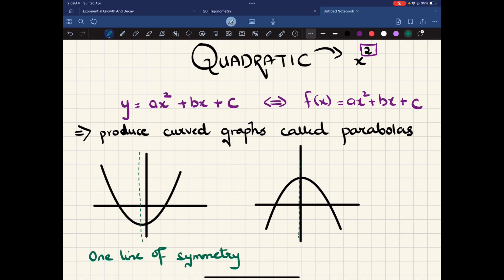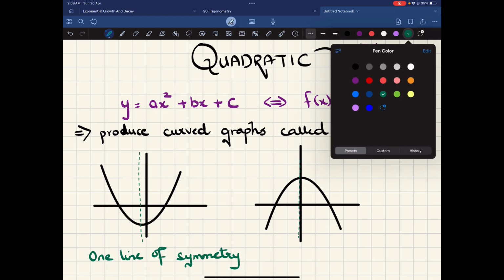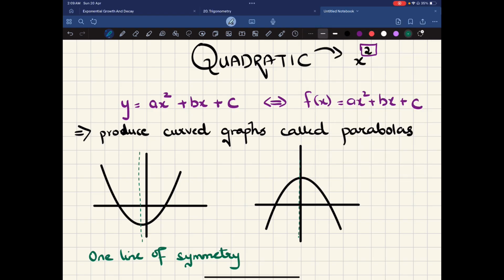Okay, so the line of symmetry will always pass through the turning point of the parabola. Okay, however, there is no rotational symmetry. Why I'm mentioning these things here is because they were specified in the syllabus.